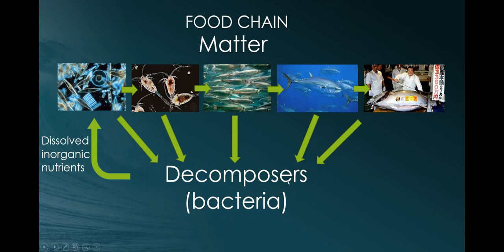They basically take all this stuff, the urine, the poop, the dead bodies, and they break it down and they make it into something that's available again to flow back through the food chain. So matter is recycled over and over in ecosystems. And it's recycled starting as dissolved inorganic nutrients and then becoming encompassed into bodies and flowing through again. All right, so this is a key concept about ecosystems. If you're taking notes, write this down. Matter cycles through an ecosystem.